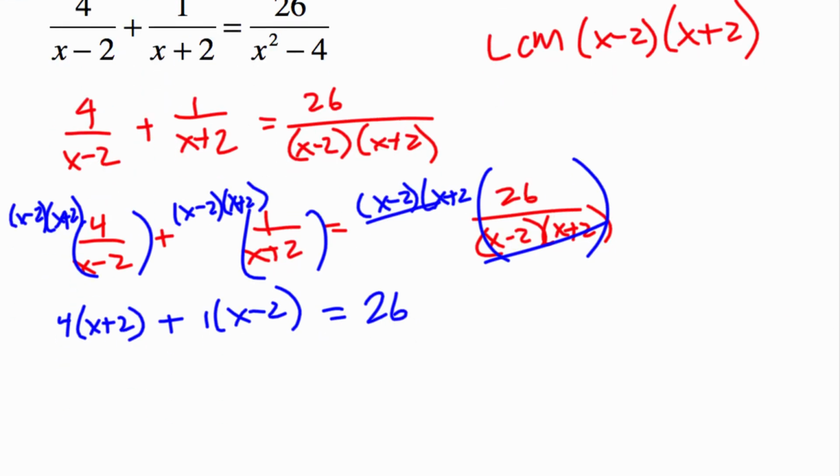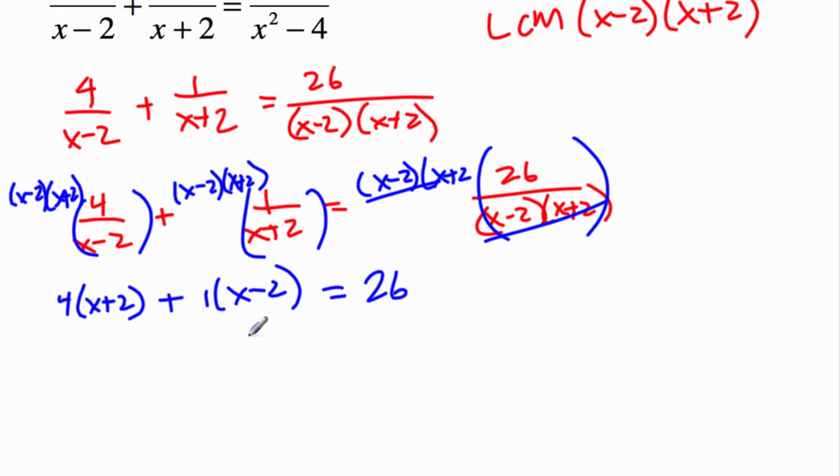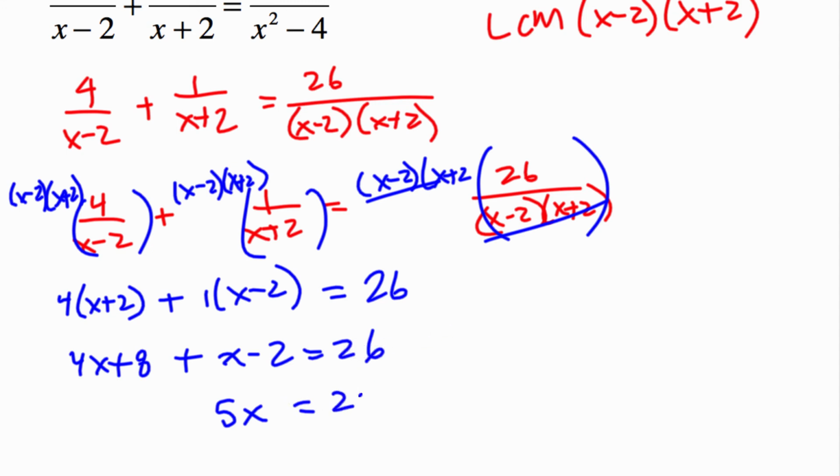Now I've got an equation with no fractions in it, so I can use my normal stuff. So 4x plus 8 plus x minus 2 is equal to 26. 4x and x would be 5x. Since there's just x's here, I'm going to take these numbers and move them to the other side. So 8 take away 2 is 6. If I take it to the other side, it becomes a minus 6. Therefore, 26 minus 6, or 20.